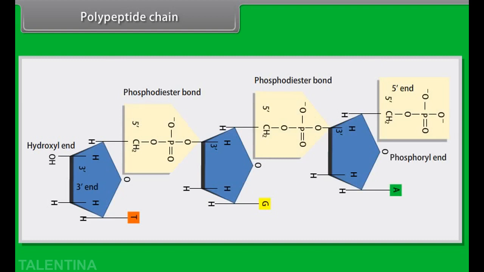A polynucleotide chain has a phosphate moiety at one free end of ribose sugar. This is known as 5' of polynucleotide chain. The other free end of ribose sugar has an attached OH group. This is called 3' of polynucleotide chain.